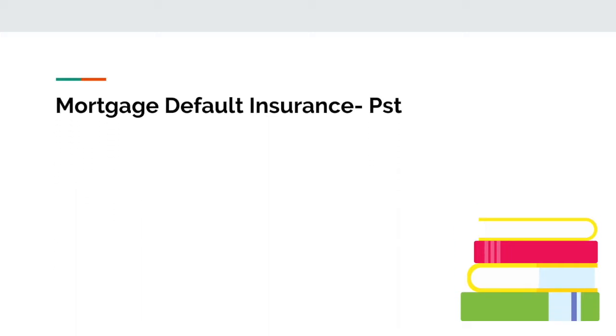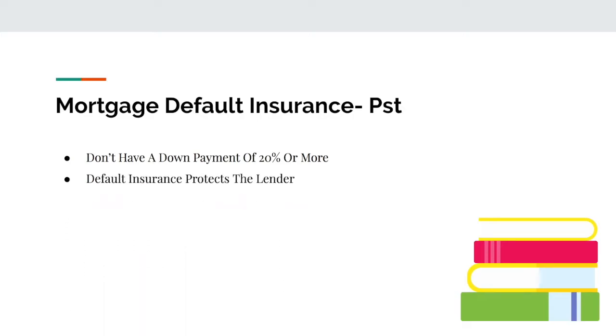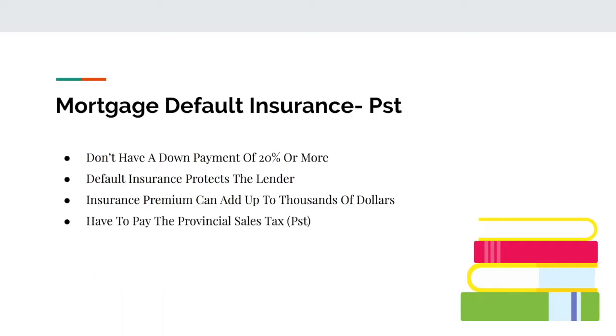Mortgage default insurance PST. If you don't have a down payment of 20% or more on a home, you will need to have mortgage default insurance. The default insurance protects the lender in case you default on your mortgage. And that insurance can add up to thousands of dollars on top of your mortgage. But one thing though, you don't have to pay that money up front.